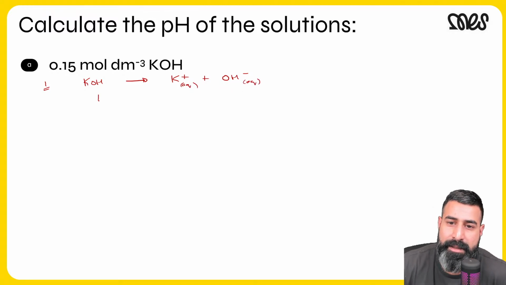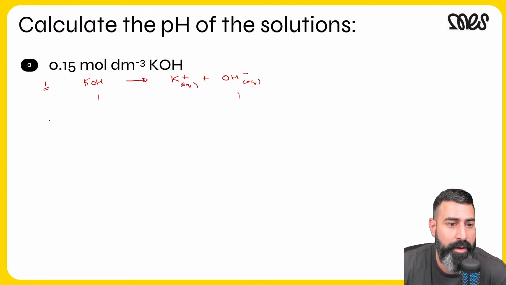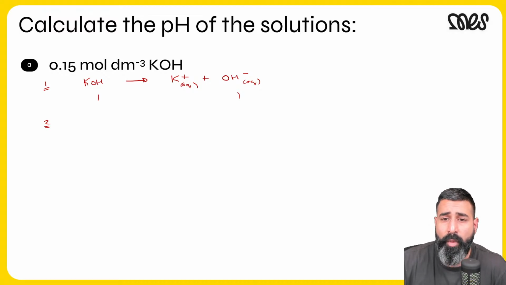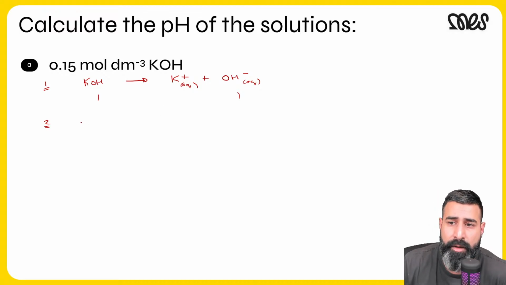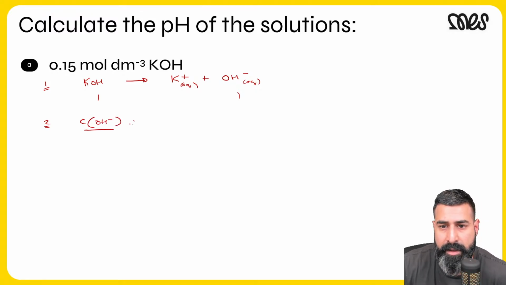Okay, we're doing that to see that it's a one-to-one relationship between the base and the hydroxide ions. Okay, super. Where do we go next? Well, what could we do here? So I know that the concentration of hydroxide ions, let's have a look at that.